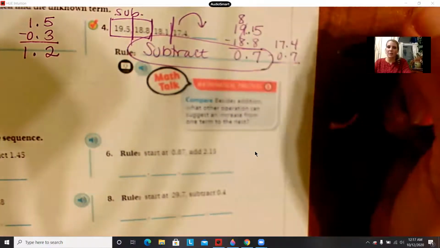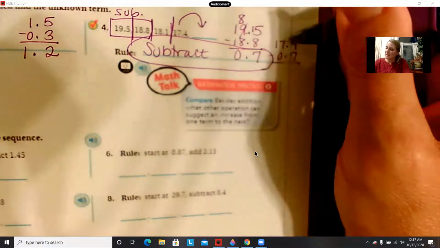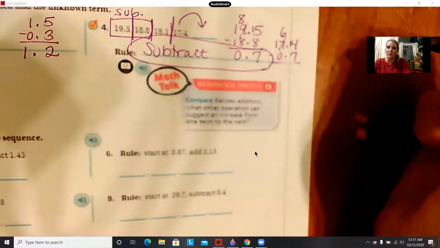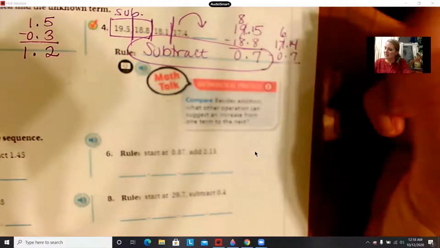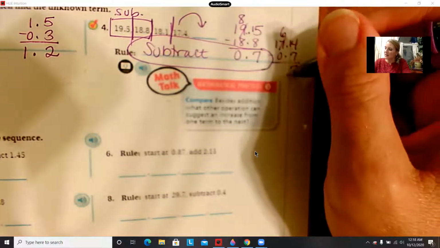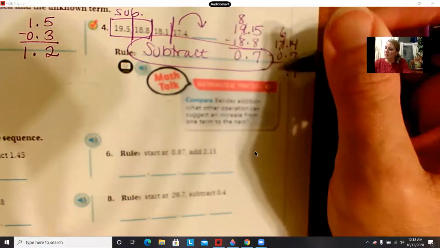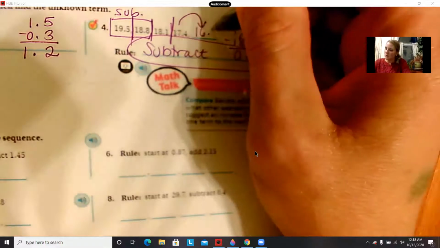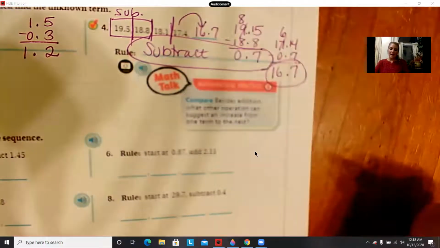And I can't take 4 minus 7, so go next door. Hey, 7, can I borrow from you? Sure, make me a 6 and put your 1 here in front of the 4. 14 minus 7, a backwards double, 7. And 16 minus 0 is 16. So my missing term here is 16 and 7/10.